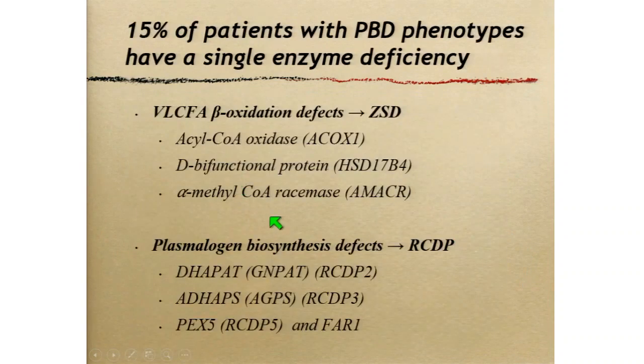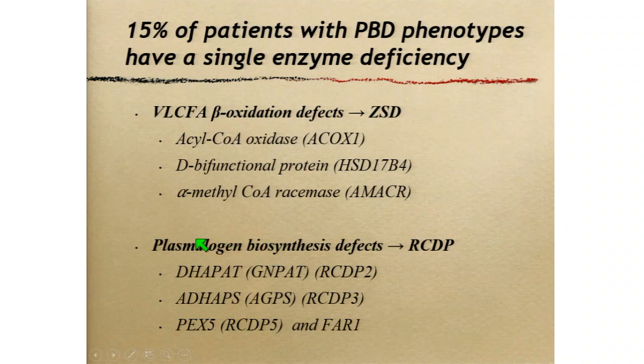And move on to say that 15% of patients with PBD phenotypes will actually have a single enzyme deficiency and not a PEX gene deficiency. And this includes defects in beta oxidation that look like Zellweger spectrum, so defects in acyl-CoA oxidase, the D bifunctional protein that I mentioned, and also the racemase. So this tells us that it may be that of all of the enzyme defects in peroxisome biogenesis disorder, it may be the beta oxidation defects that are most responsible for the ZSD phenotype.